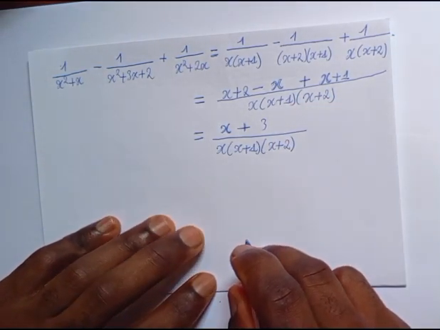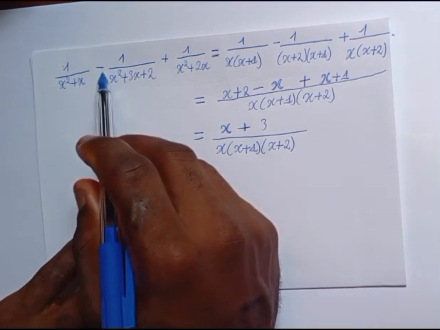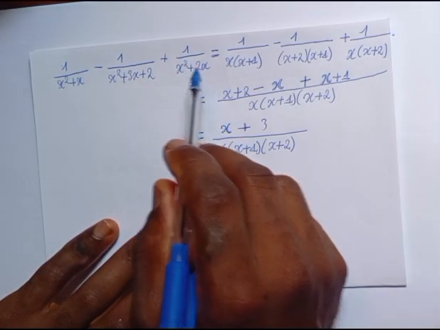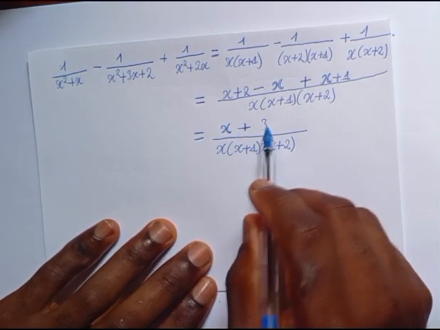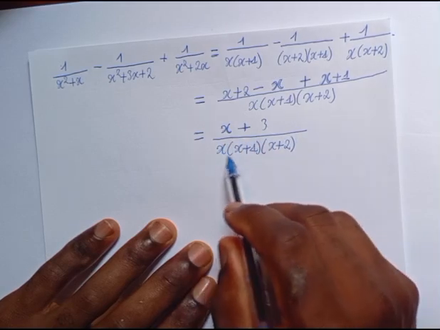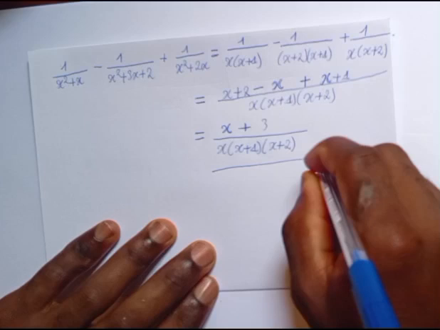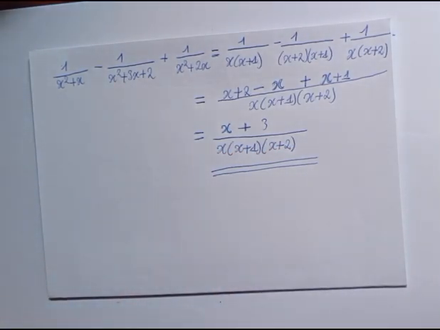Therefore, the simplification of 1 all over x squared plus x, minus 1 all over x squared plus 3x plus 2, plus 1 all over x squared plus 2x is simply equal to x plus 3 all over x times x plus 1 times x plus 2. You underline the final answer. We are done with the solution.